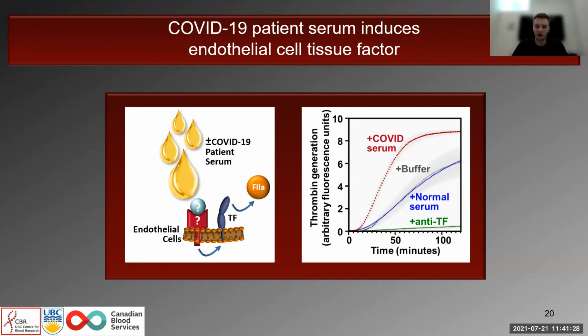If we look at the data panel on the right, the black and blue curves in the middle show cells that are pre-treated with healthy control sera or the buffer that was used. But the red curve shows thrombin generation on cells pre-treated with COVID-19 patient sera, with both a greater total amount of thrombin generation and a steeper slope, showing faster thrombin generation as opposed to the cells treated with normal control sera. And interestingly, blocking tissue factor activity with an antibody on these cells pre-treated with COVID-19 sera, which is shown in the green curve, results in no thrombin generation, showing that this procoagulant activity displayed by these cells is initiated by tissue factor. Next slide, please.